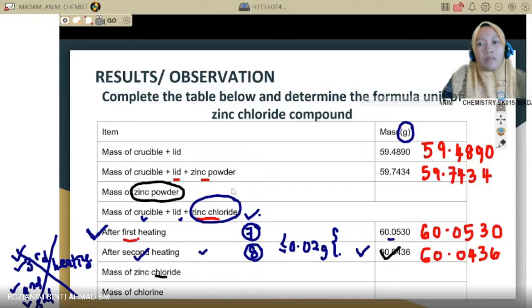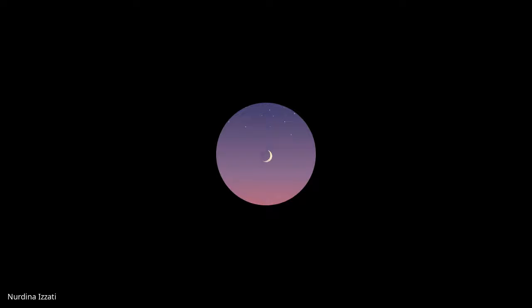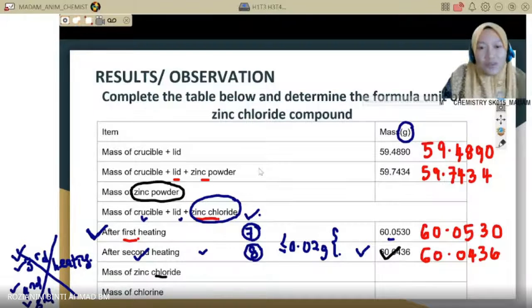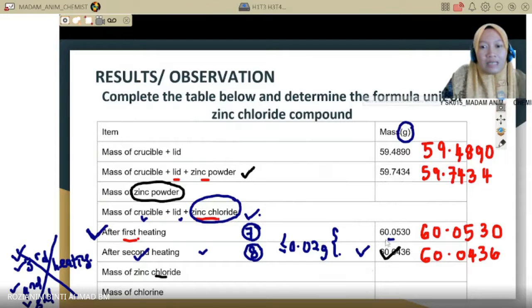Okay, for right now, macam mana nak dapatkan mass zinc powder? How we get the mass of zinc powder? Dina Izzati, macam mana nak dapat the mass of zinc powder here? Mass of crucible tambah lead tu tolak dengan mass of crucible tambah lead tambah zinc powder. Okay, good. Alright, good. So, this mass for the second data must be minus for the first data. So, you akan dapat massnya for this area.